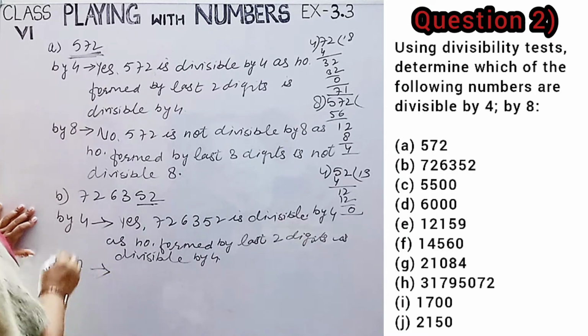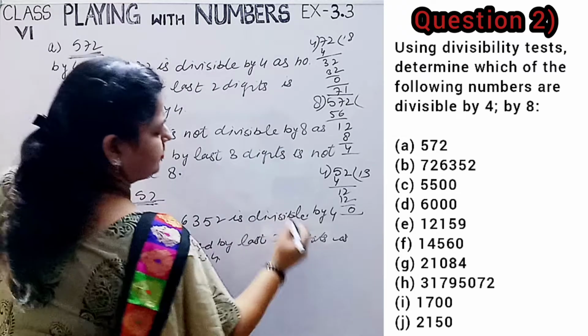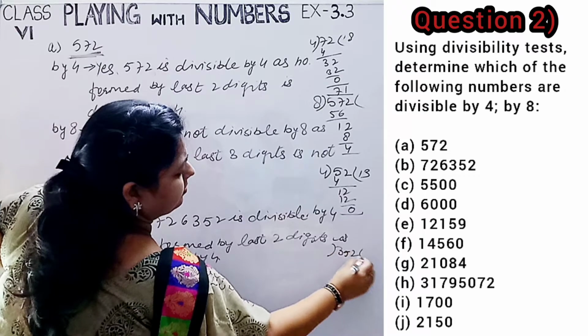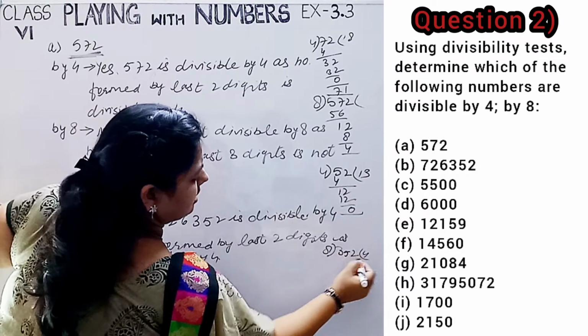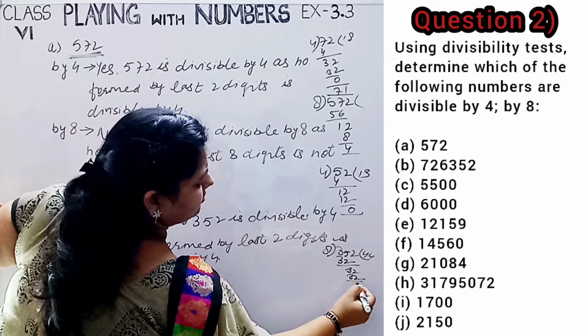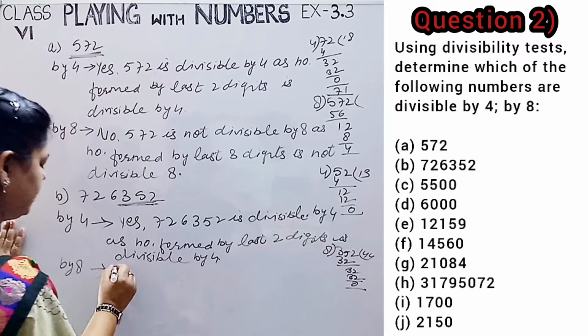Now coming to by 8. We have to check last three digits of this number, 352. So 352. 8 fours are 32. So we got 0 here. It means yes, this number is divisible by 8 also.